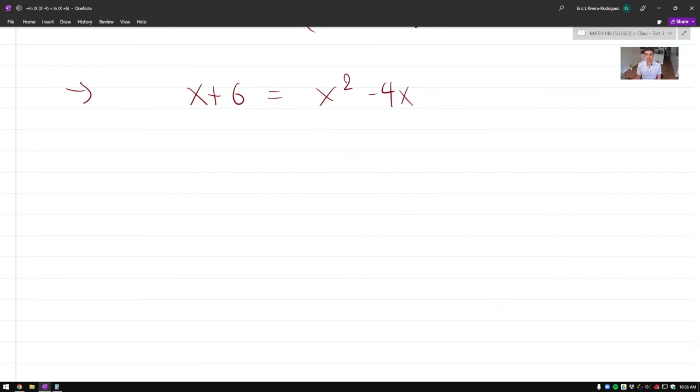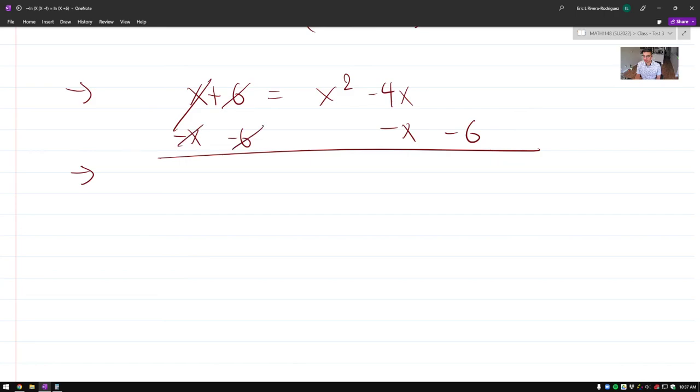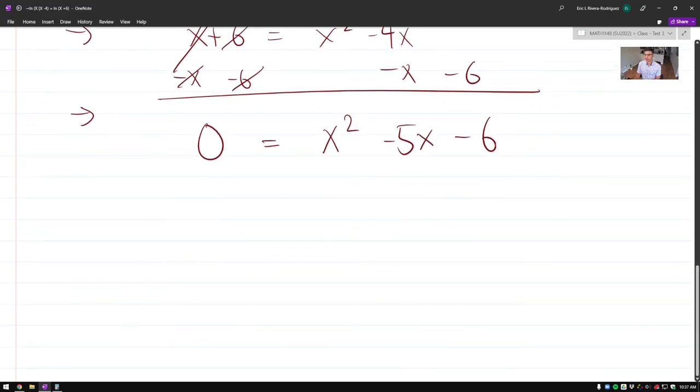So all the x's go to one side, and all the terms that are not zero go to one side. We are going to have zero on the other side. So this is minus x, minus 6, minus x, minus 6. So we cancel here. So we get zero equals x squared minus 5x minus 6. Again, we are dealing with the zeros of a quadratic equation, and we have two methods: the FOIL method and the quadratic formula method. I think I can use the FOIL method here.